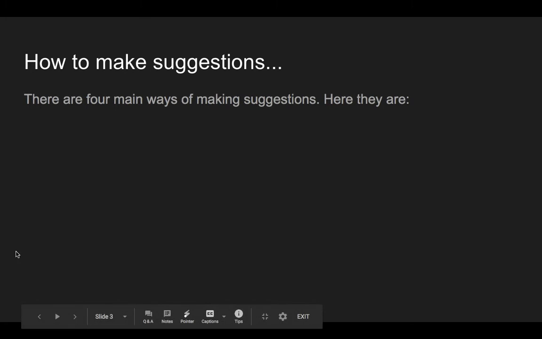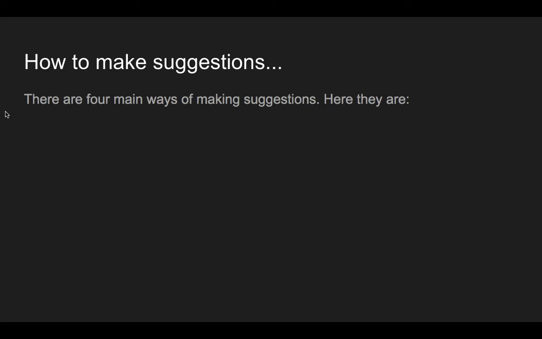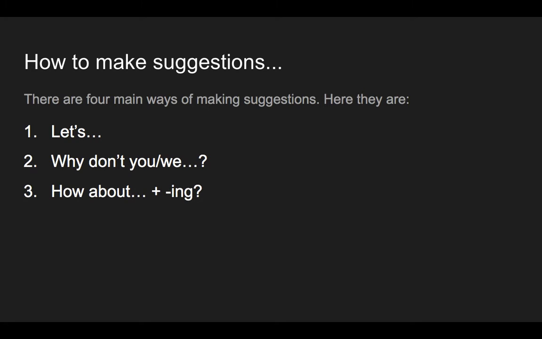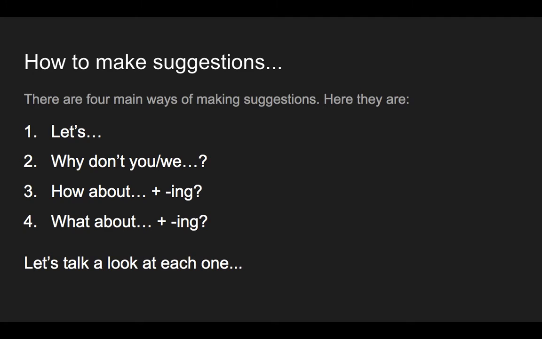Okay, so how do we make suggestions? There are probably four main ways of making suggestions, okay? Four structures that we use to make a suggestion. Here they are. 1. Let's. 2. Why don't you? Or why don't we? Depends if you're talking to just the person or you include yourself in the activity. 3. How about with ing? Or similar, number 4, what about with ing? Okay, let's take a look at each one.